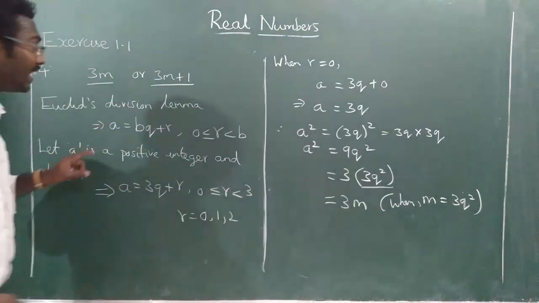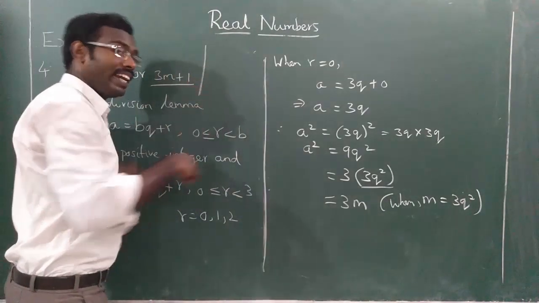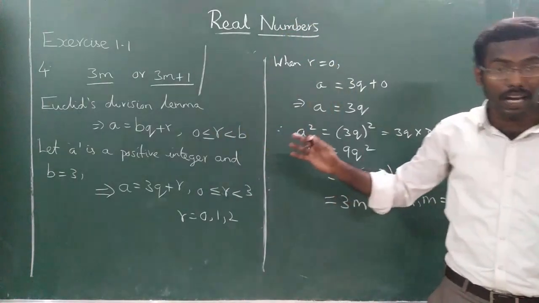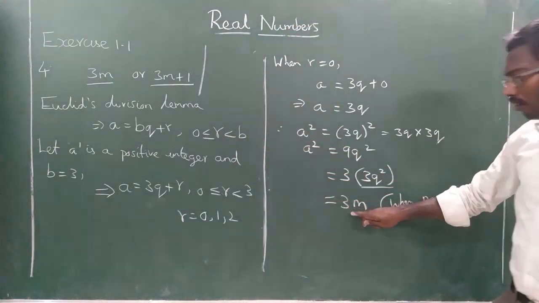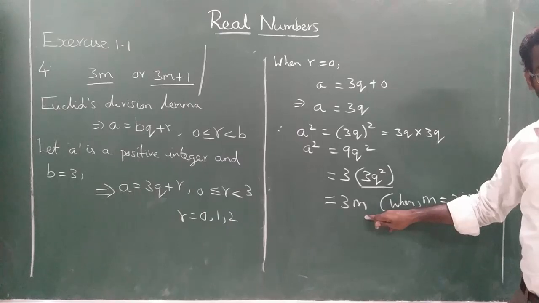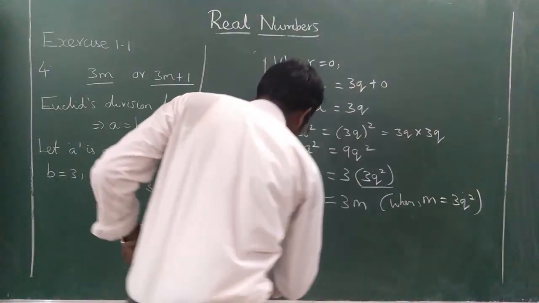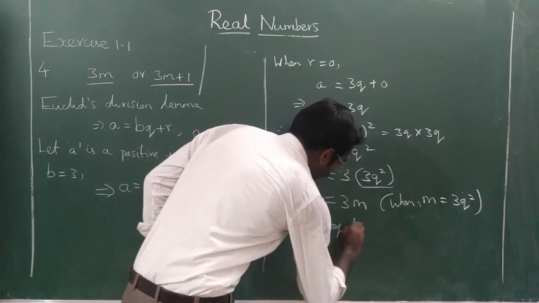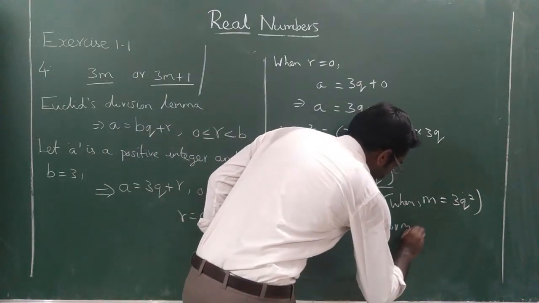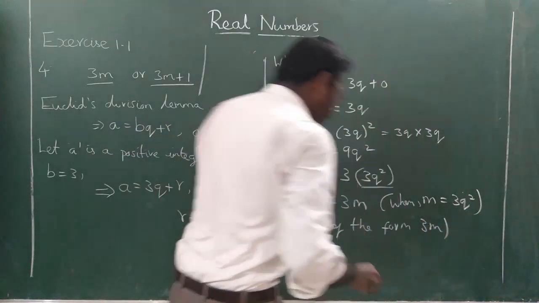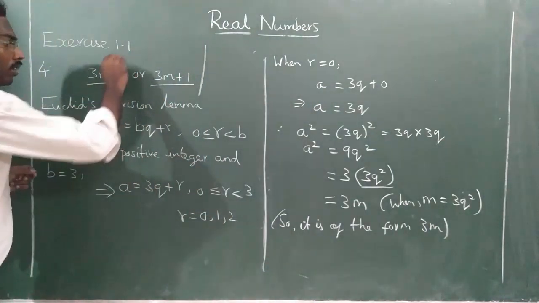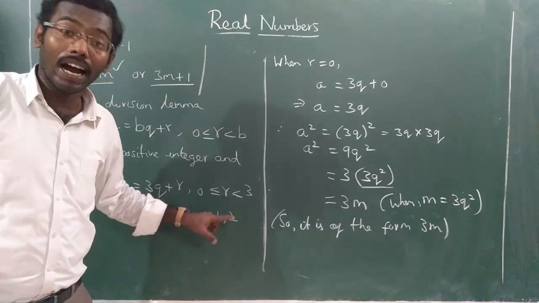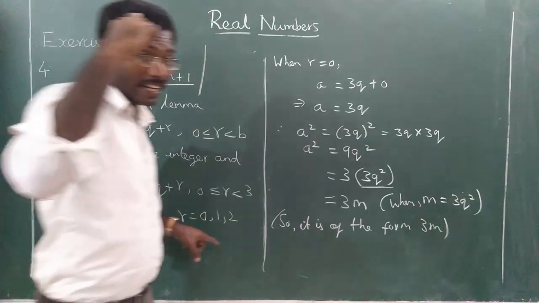Therefore it is of the form 3m, because the question says m is any integer. m can be some integer, whatever the value. Understood? So it is of the form 3m. The same way we have to prove for r is equal to 1 and r is equal to 2. Now you got the idea.